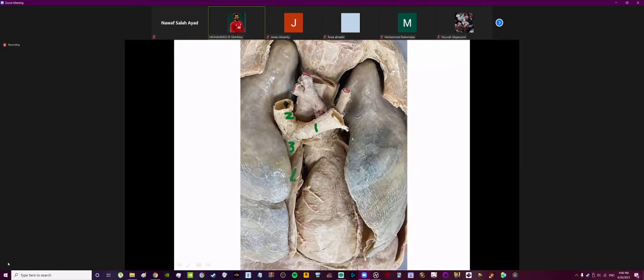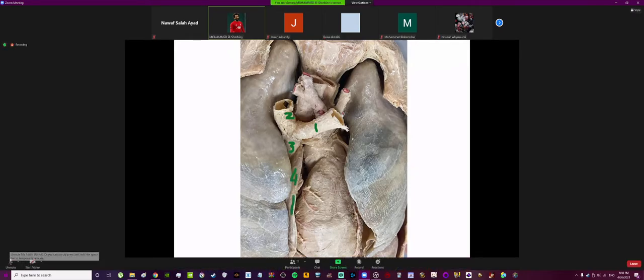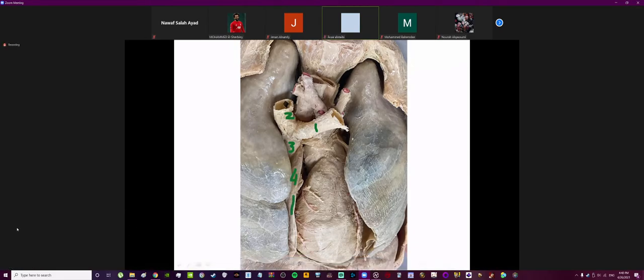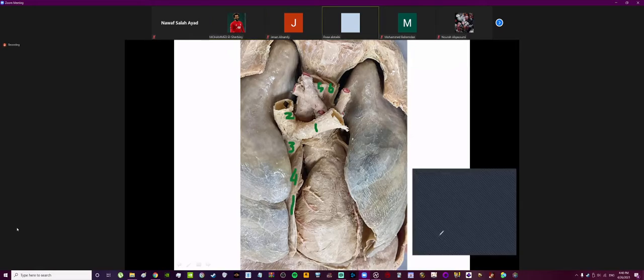Who can identify number 4? Fibrous pericardium. Yes, excellent. So, fibrous pericardium. Okay, who can identify number 5 and 6? Trachea and esophagus. Excellent. Contents of the mediastinum.